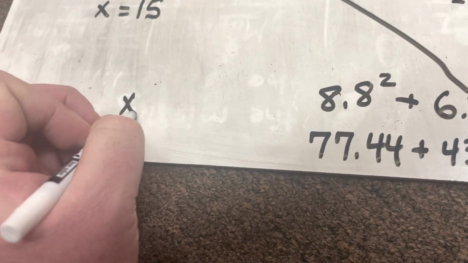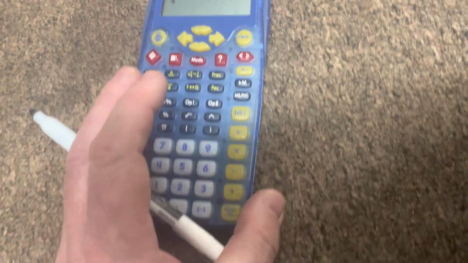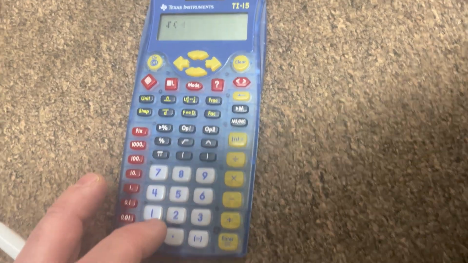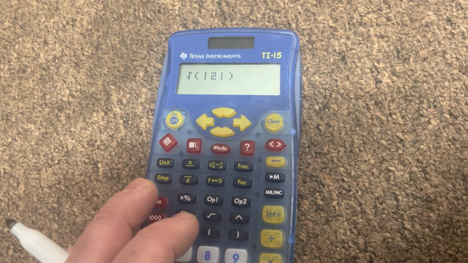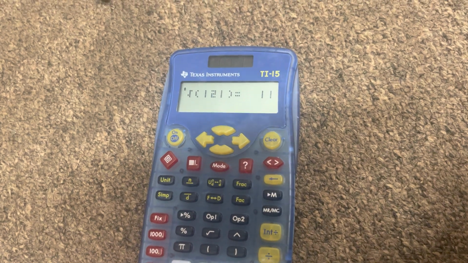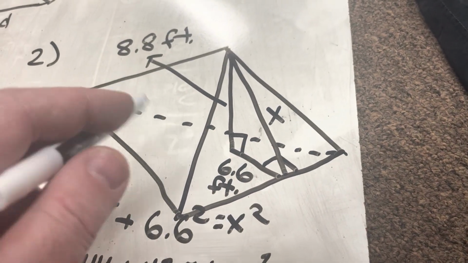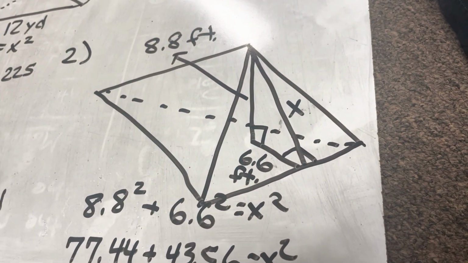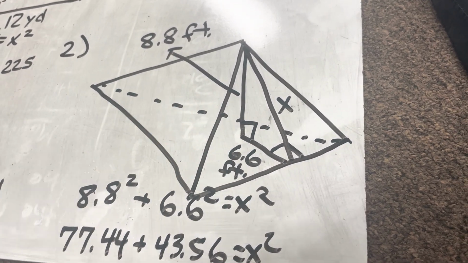So this tells me that x squared equals 121, which means I just need to find the square root of 121. We're going to clear that. We're going to press my square root button. We're going to go 121. We're going to close the parentheses. All right, and we're going to press enter, and it should tell us that it equals 11. X equals 11, and I like that because 11 is longer than both 8.8 and 6.6. So once again, holding true that the hypotenuse, that side opposite the right angle, is the longest side.